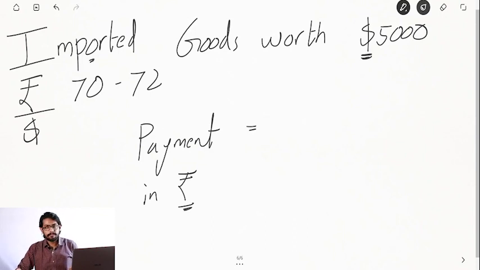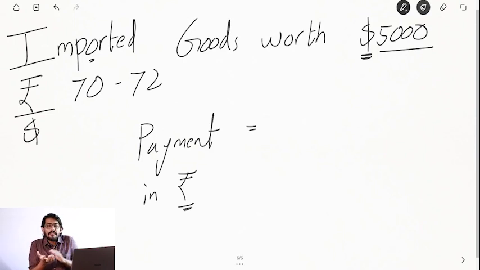Listen to what happens. You are an importer. You have imported some goods. I wanted this pen, I bought it freshly from US. I imported this pen from US. I imported the goods. Now I have to make the payment. How much payment should I make? I need to pay $5,000. Do you have $5,000 with you? No. You are an Indian citizen. You opened your purse and you saw you only have Indian rupees.